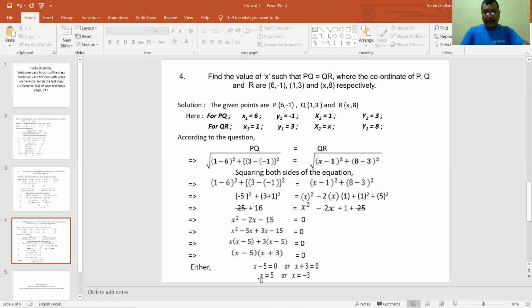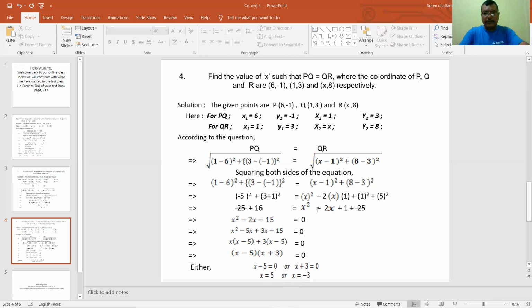From here we have x equal to 5, since if you transfer this to the right hand side it becomes positive 5, or x equal to, since plus 3, if you transfer the side it becomes minus 3, so x equal to minus 3. So therefore the values of x as wanted by the question will be x equal to 5 or x equal to minus 3.